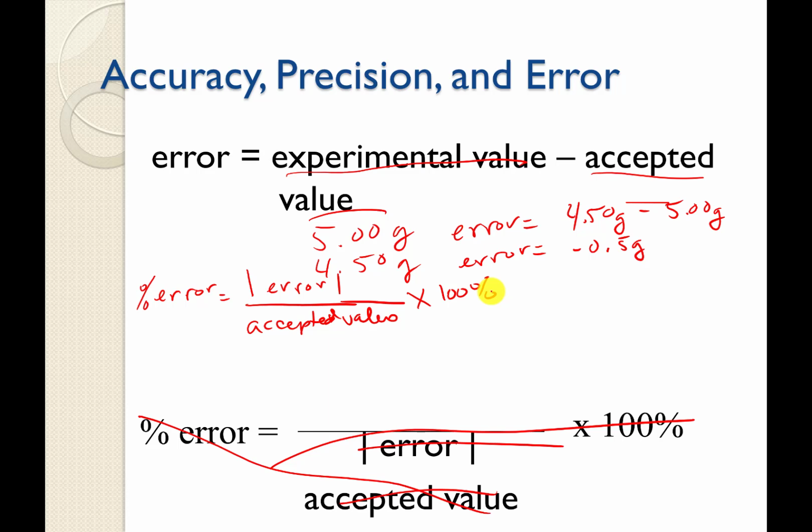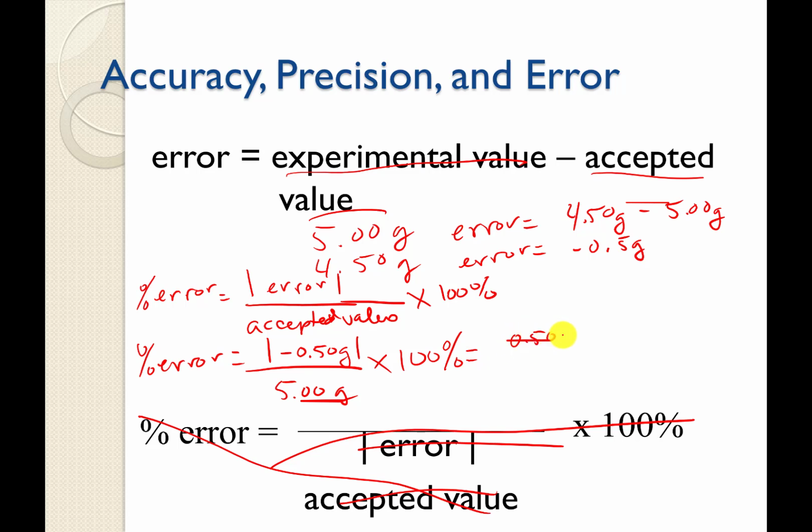So let's look at this example up here. Our percent error is going to be the absolute value of negative 0.50 grams divided by the accepted value, which is 5.00 grams. Of course, the absolute value of negative 0.50 grams is going to be positive 0.50 grams. Now, of course, we're going to be multiplying this by 100%. So let's figure this out. We've got 0.50 grams divided by 5.00 grams, and then we need to multiply this by 100%.